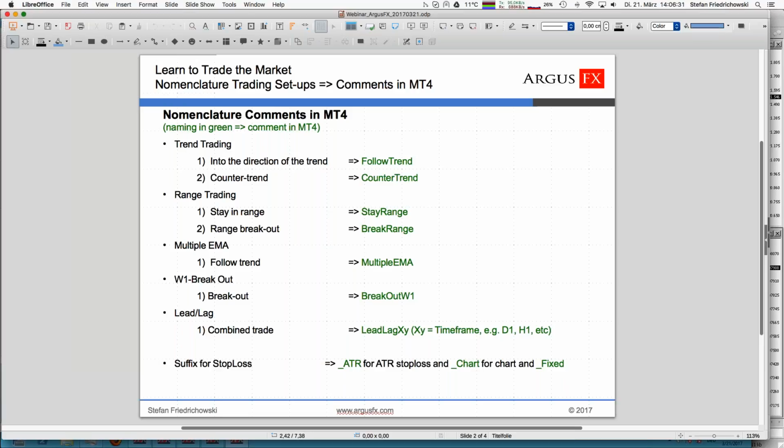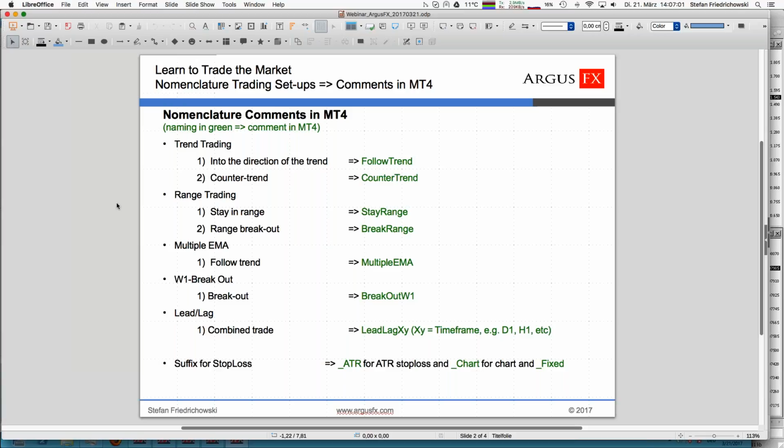Here we have our 5 total setups. The first and second are more for so-called discretionary trading activities, meaning looking at a chart and saying, that is a good hint, I go for this and that trade. That is trend trading in 2 categories: into the direction of the trend and counter trend. And the other one is range trading.